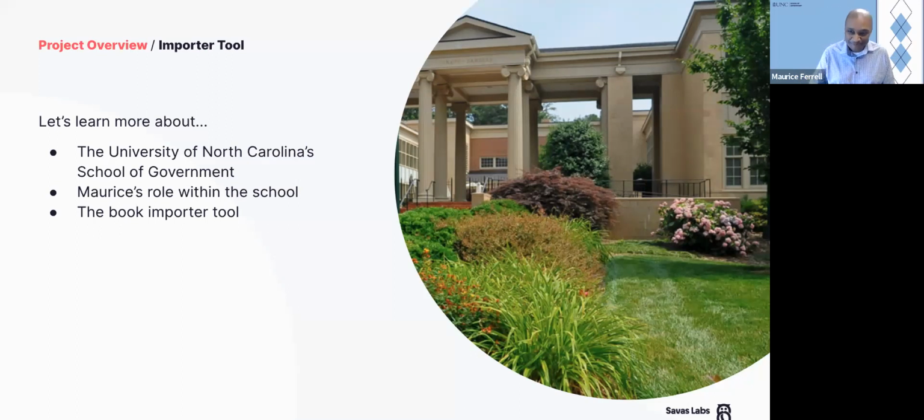My role here is I'm the Associate Dean for Information Management and CIO. I currently have the wonderful opportunity to work with teams that include IT, that include publications, that include design, the library, and research. So that is my spectrum as it relates to the roles of responsibility here at the School of Government. And so how do we get to this place where we were talking about this book importer?